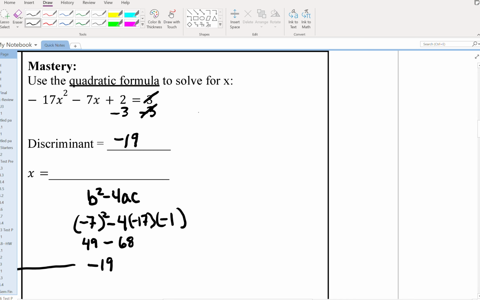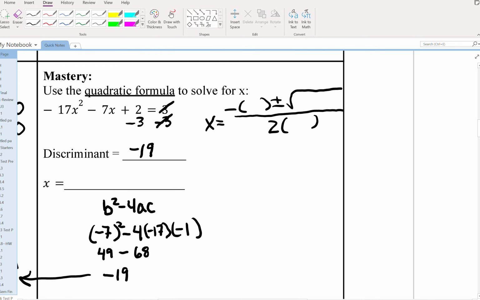We're going to go back to the quadratic formula. X equals negative b plus or minus the square root of b squared minus 4ac, all over 2a. And b, just double check here, is -7. So -7. My discriminant is -19. We've already calculated that. And then all over 2a, and a is -17.